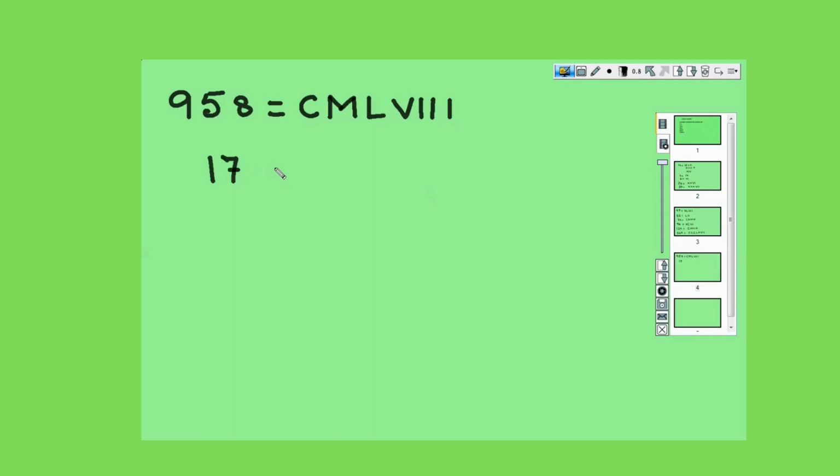How do I write 17? I'm giving you random examples so that it becomes easy for you to understand. 17 means what? 10 plus 7. 10, 5, 6, 7.